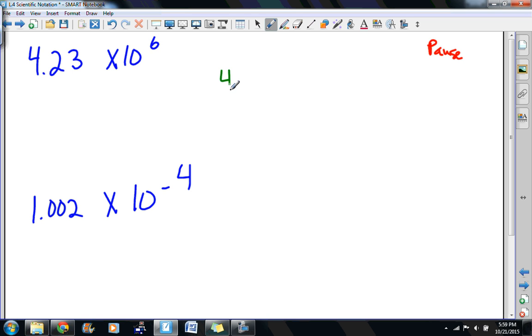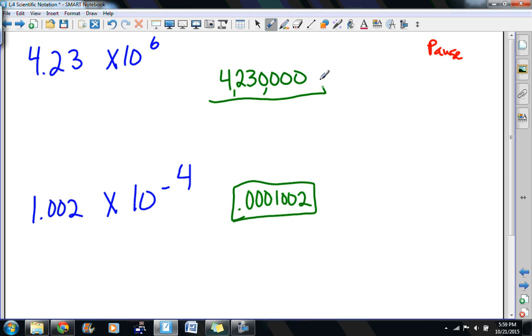For this first one, we end up getting 4,230,000. For the one on the bottom, that decimal point moves to the left 4, and we get that number. If you are struggling with this concept, make sure to come and talk to me so we can work through some examples together.